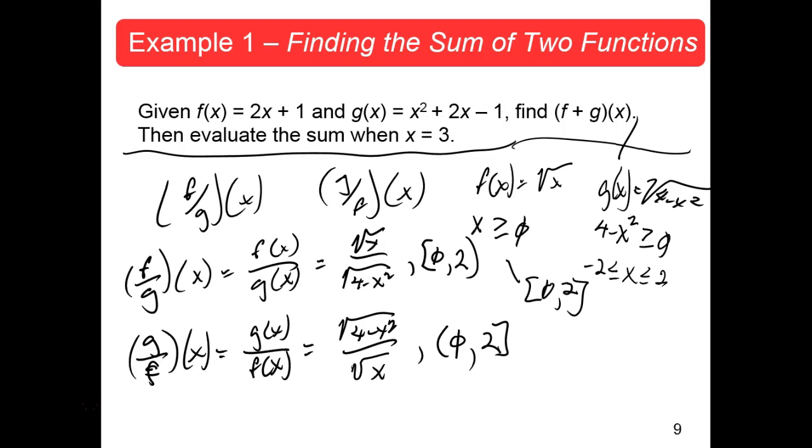And I think they got it right in the book. Good for them. Now, they didn't have us evaluate anywhere. But we've got that done. Any questions on arithmetic combinations of functions? You have to keep in mind what the domains are, common domains. And then when you're dividing, also exclude anything that makes the denominator zero.